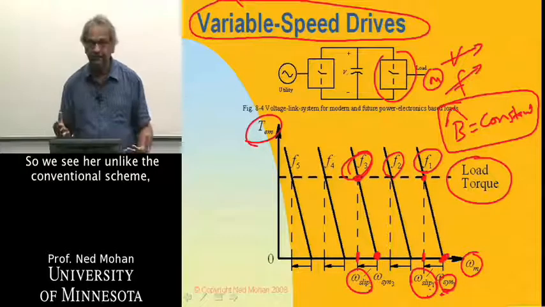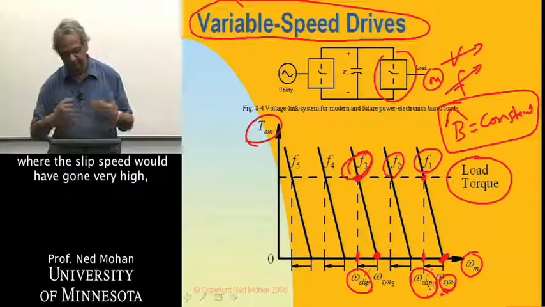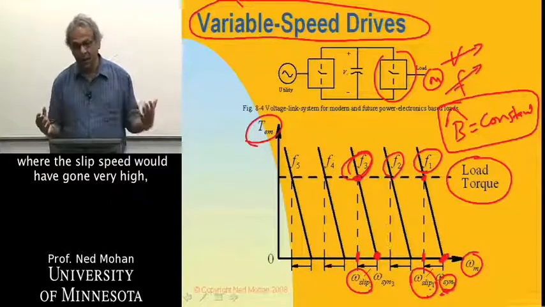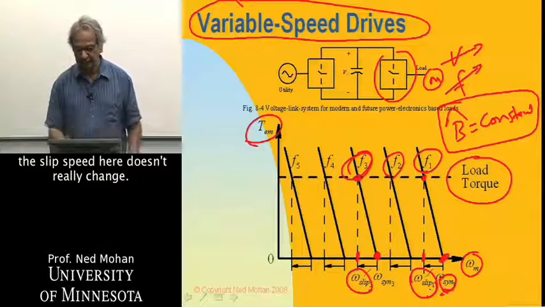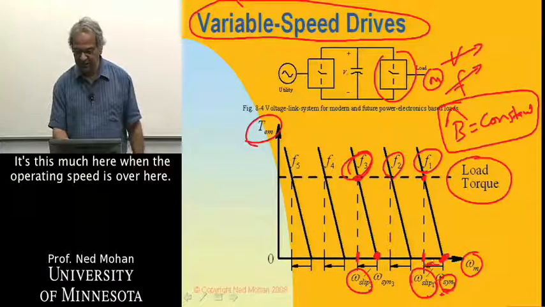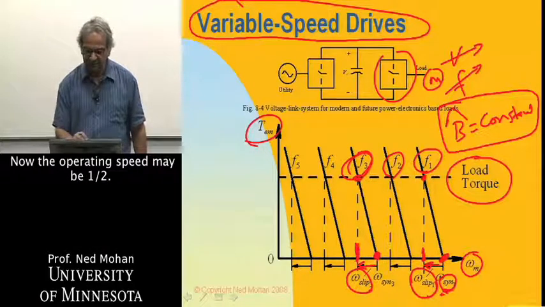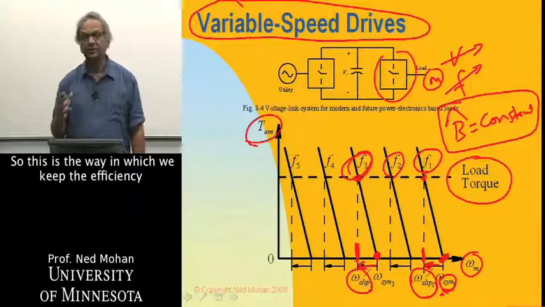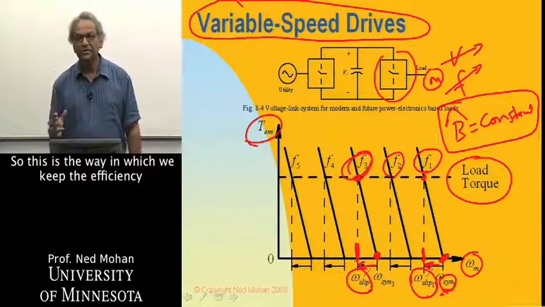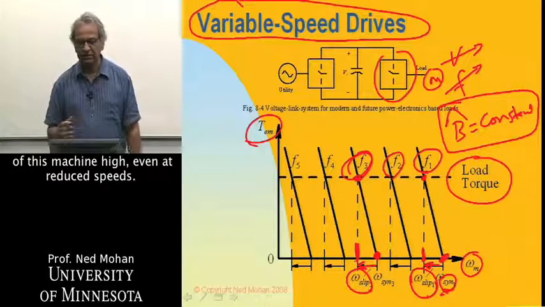So we see here that unlike the conventional scheme where the slip speed would have gone very high, the slip speed here doesn't really change. It's this much here when the operating speed is over here, and it's the same here, where the operating speed may be one half. Okay, so this is the way in which we keep the efficiency of this machine high, even at reduced speeds.